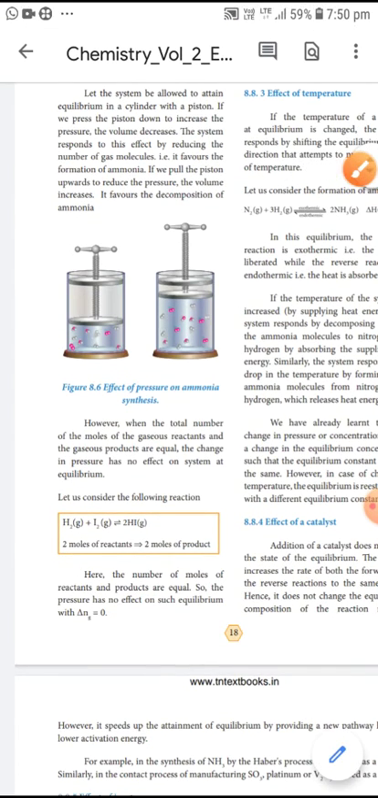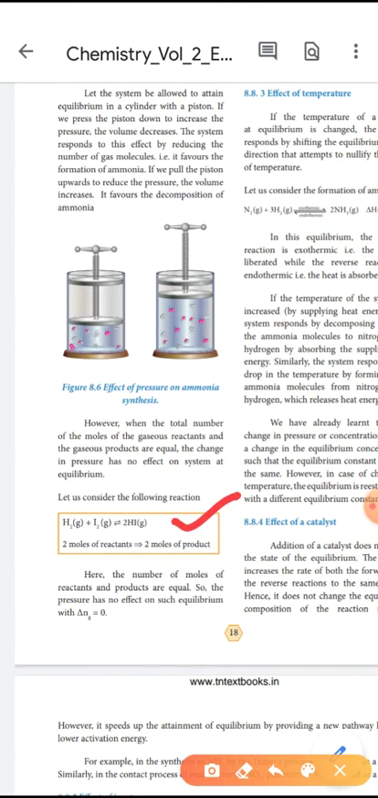In this equation, hydrogen plus iodine gives hydrogen iodide. Here 2 moles are reactant and 2 moles are product. So here, pressure has no effect on such an equilibrium.